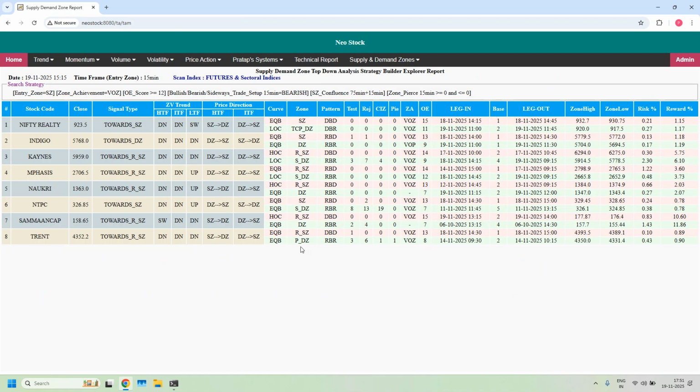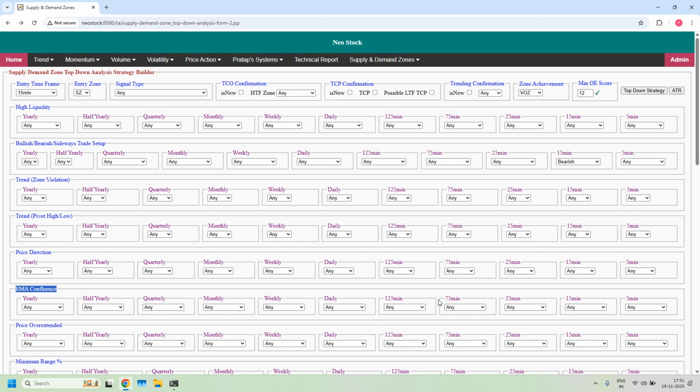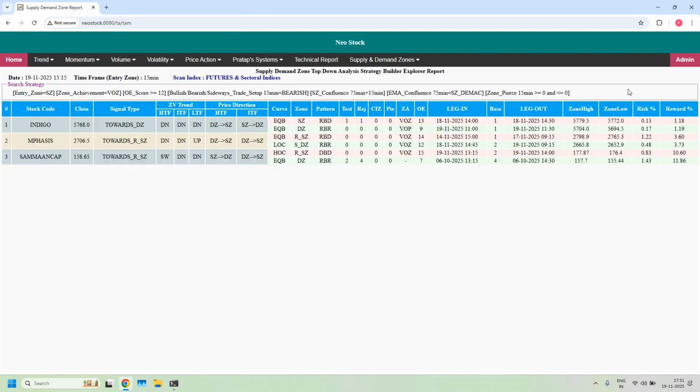got 8 stocks. In all these 8 stocks, all these 15 minute supply zones are overlapped with 75 minute supply zone. At the same time, 75 minutes trend, ITF trend is down. Again, I am applying second filter, that is EMA confluence at 75 minute supply zone having daily EMA confluence. So we got 3 stocks. So these 3 75 minute supply zones might be having more high probability to get success, provided less than 20 checklist items are satisfied. Otherwise, higher chances of zone violation.